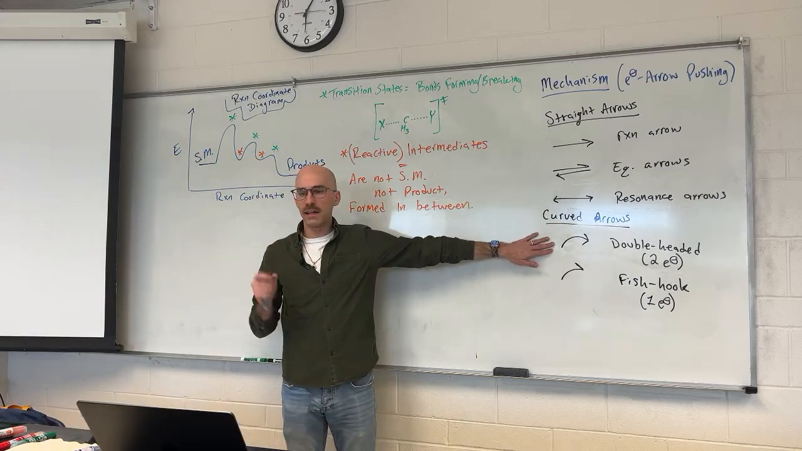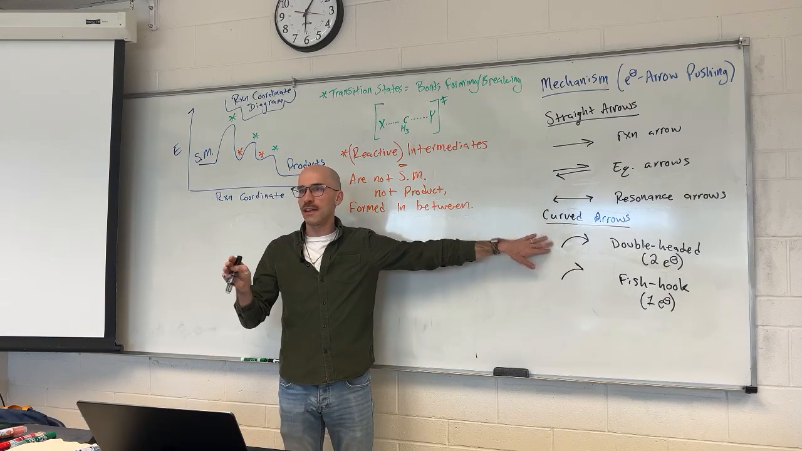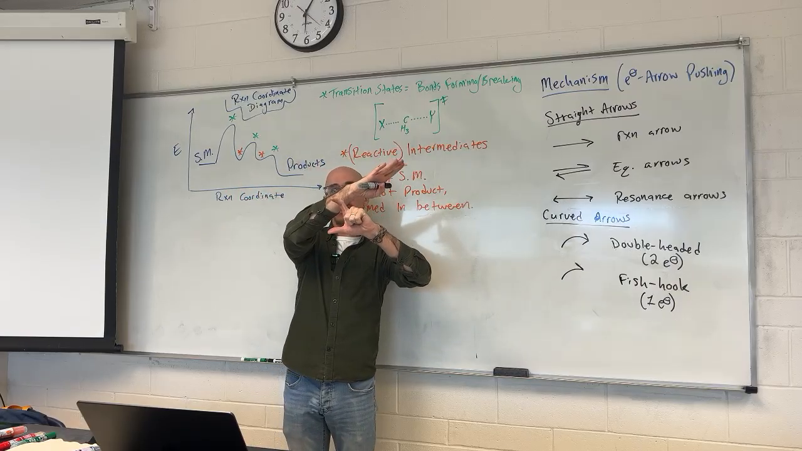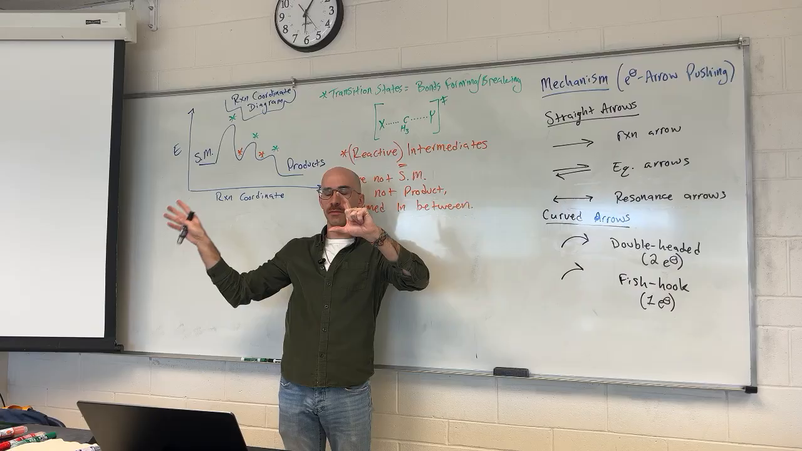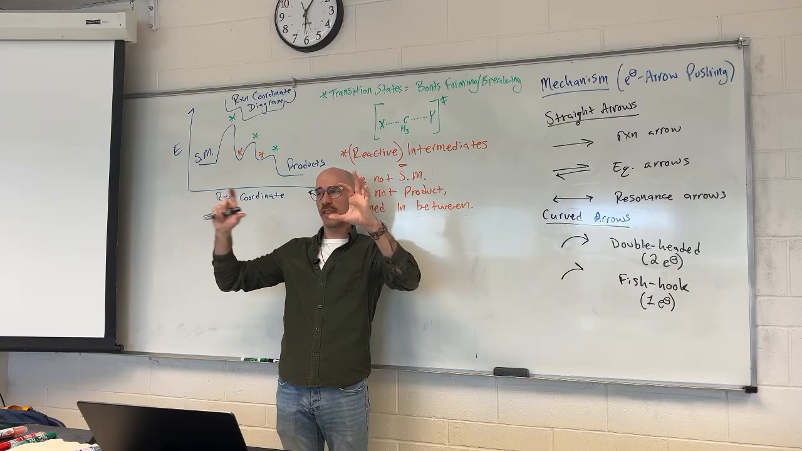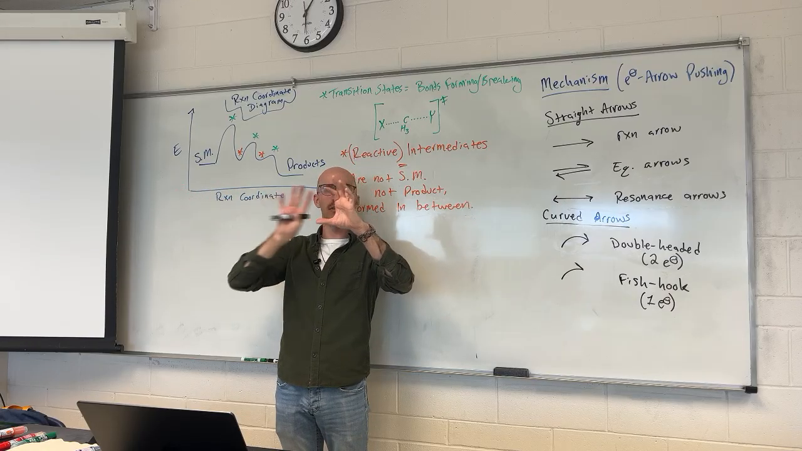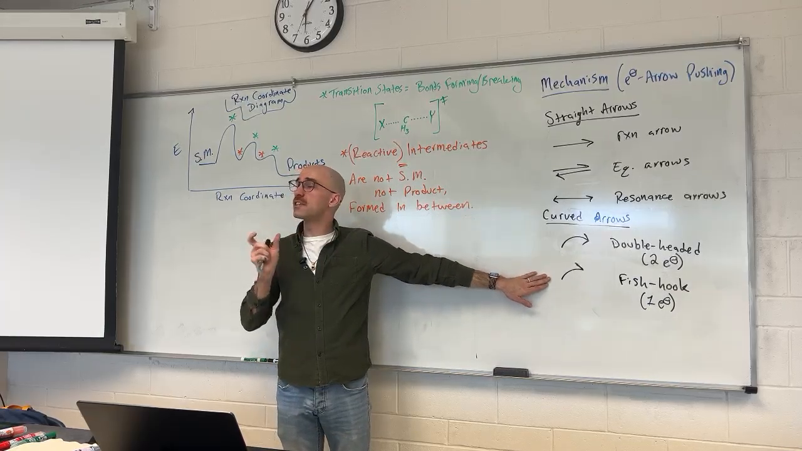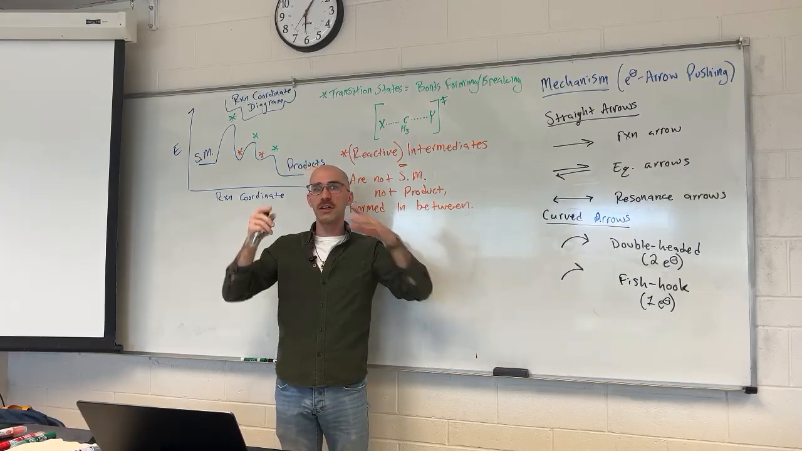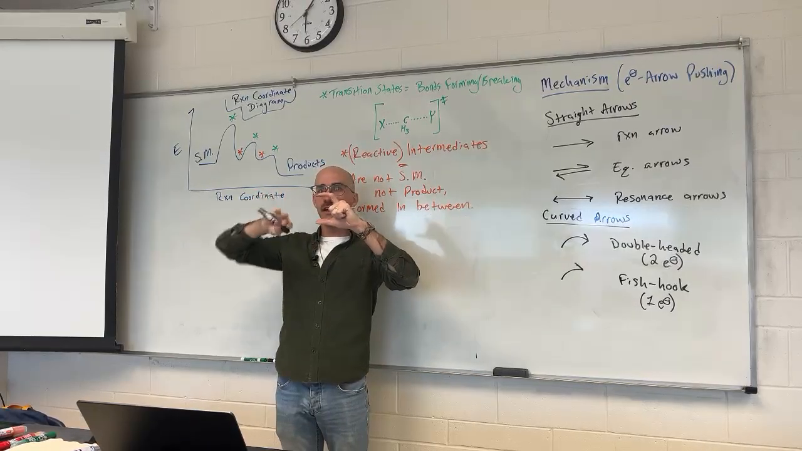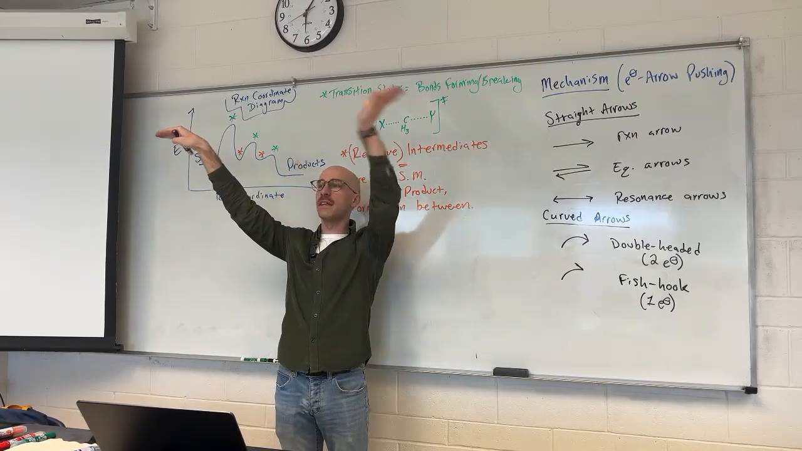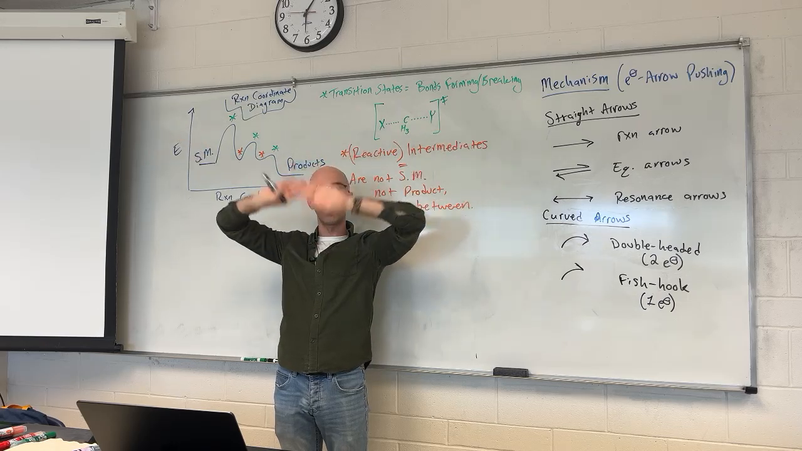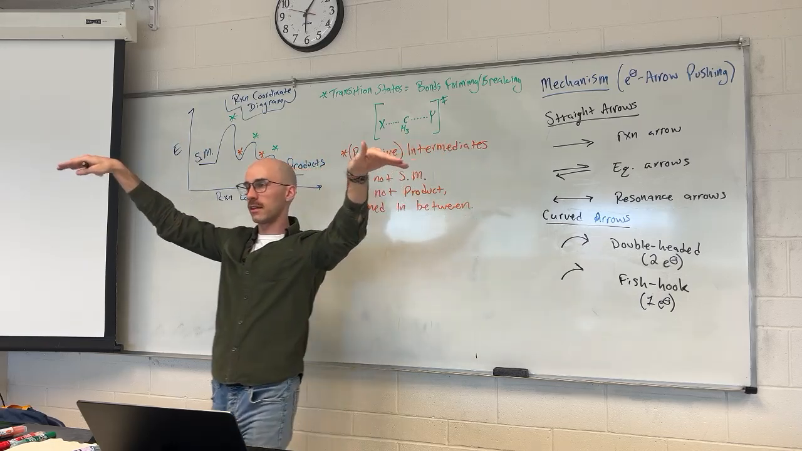Oftentimes we use double-headed arrows in heterolytic cleavage. That means two atoms share a bond. One of the atoms keeps the electrons. The other atom loses them. Heterolytic. Two different things happening. One atom loses the electrons, one atom uses them. Fishhook arrows are often used in homolytic cleavage. Two electrons between two atoms. One atom takes one, the other takes the other. Each atom is taking one electron. They're both doing the same thing, homolytic cleavage.